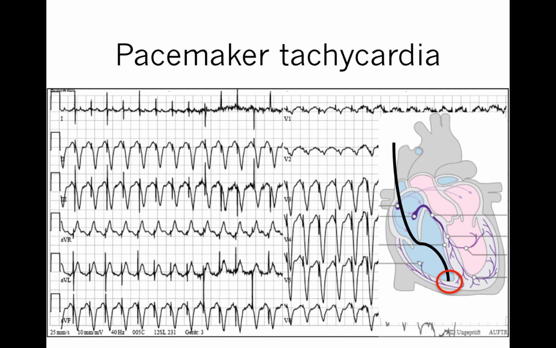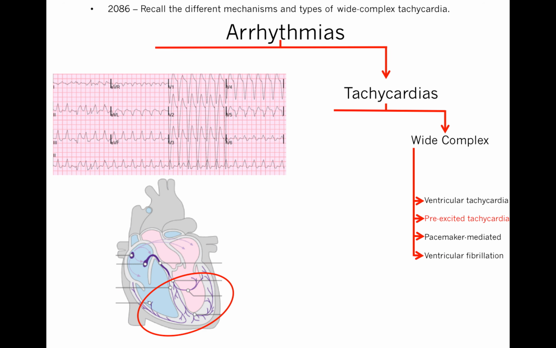So if this is happening, one can apply a magnet to the pacemaker to stop it from doing this, and then the patient can make an appointment with the device clinic, and we can reprogram the pacemaker so that whatever caused this doesn't happen again. The last wide complex tachycardia is pre-excited tachycardia.